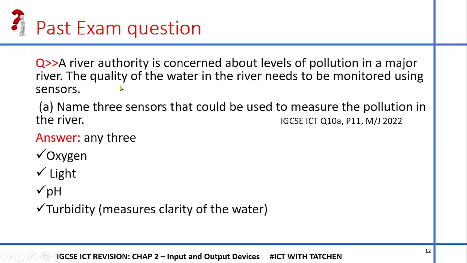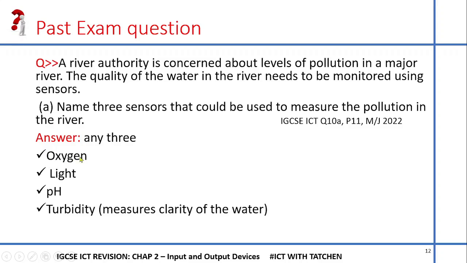Away from sensors, let's look at a past exam question in this area. They say a river authority is concerned about levels of pollution in a major river. The quality of the water in the river needs to be monitored using sensors. Name three sensors that could be used to measure the pollution in the river.